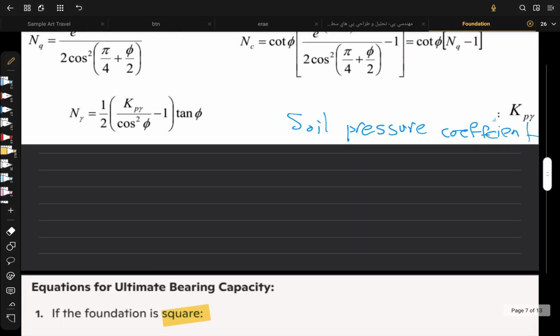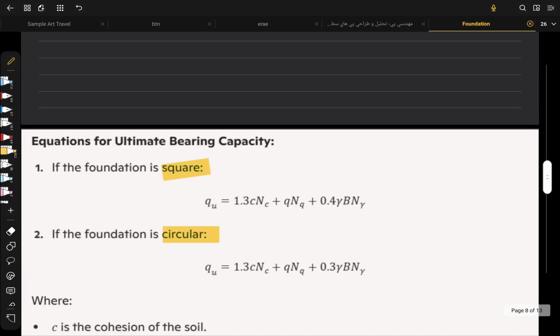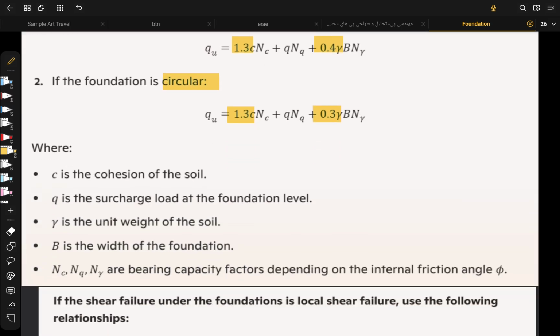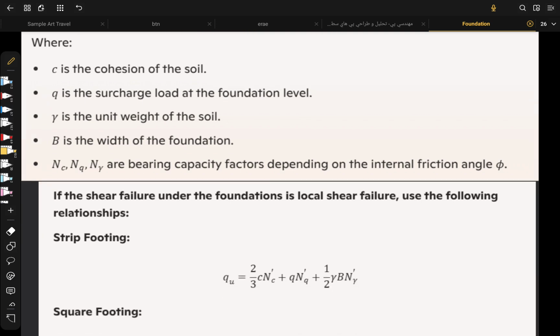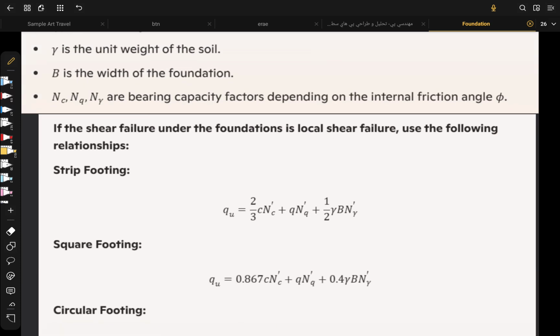The things that changed, I highlight them a little for you to understand. C is the cohesion of the soil, q is the surcharge load at the foundation level, gamma is the unit weight of the soil, B is the width of the foundation, and as you can see, Nc, Nq, and N-gamma are bearing capacity factors depending on the internal friction angle.